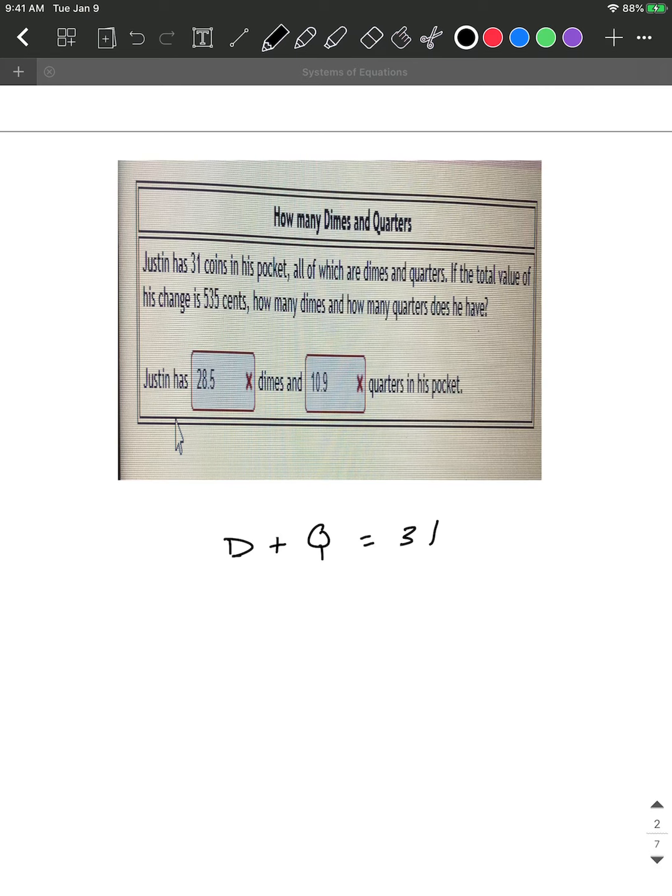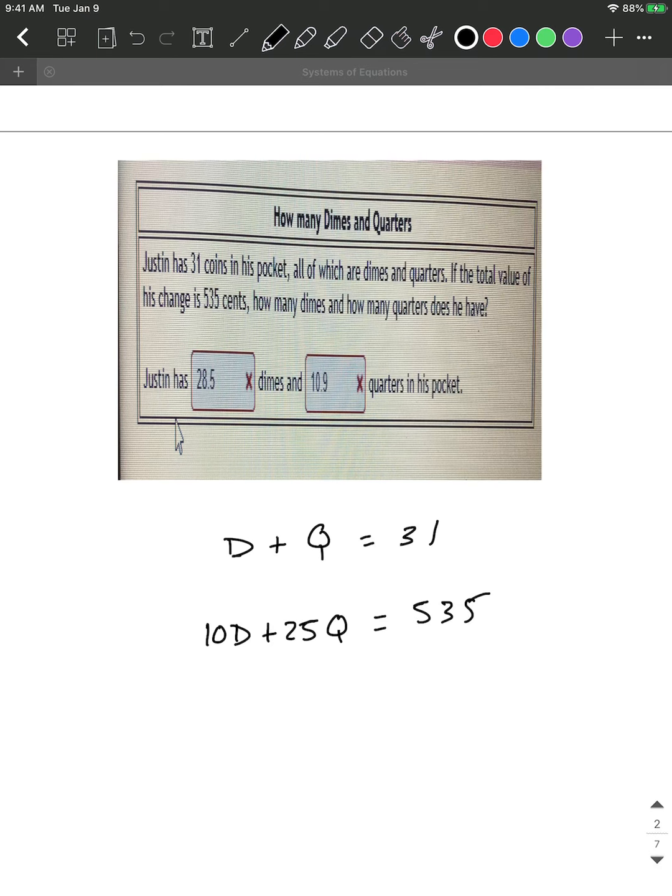Then for the next one, we know the monetary value is 535 cents. However, don't jump in right away. We're looking at this as a total of cents. They're not giving us a quantified dollar amount, so we wouldn't want to use the value as we would represent it in dollars. So right now I'm going to say 10D plus 25Q, because they're saying it's a total of cents. I know that's $5.35, but they're not telling us that. They're telling us it's in total 535 cents.